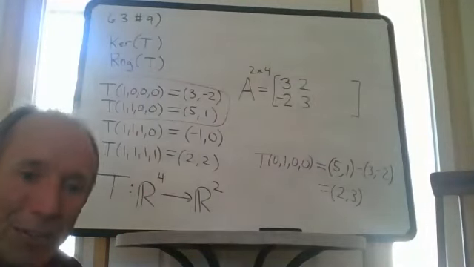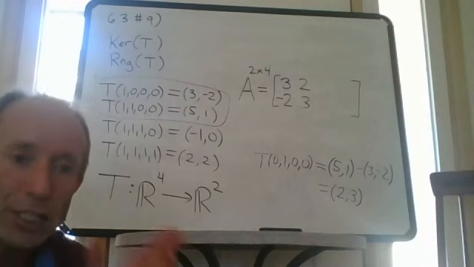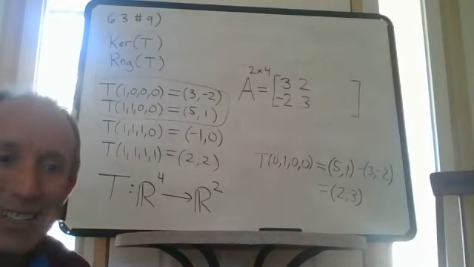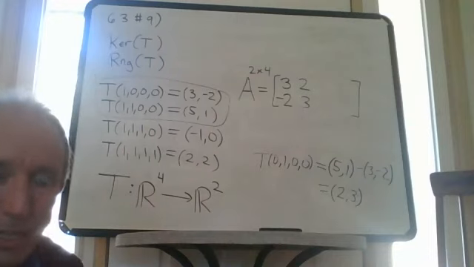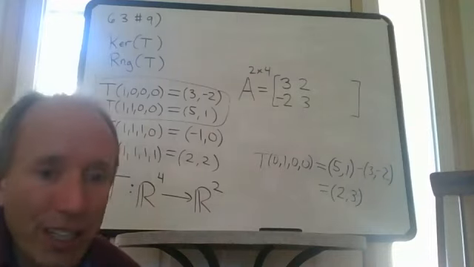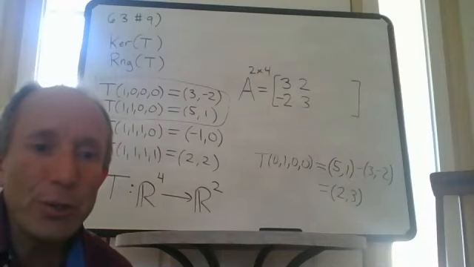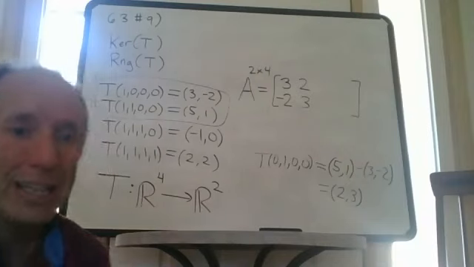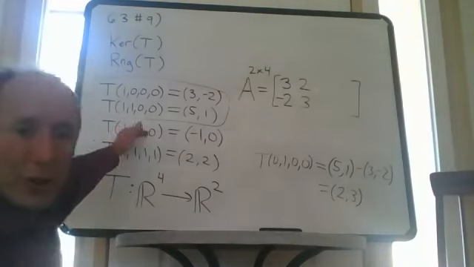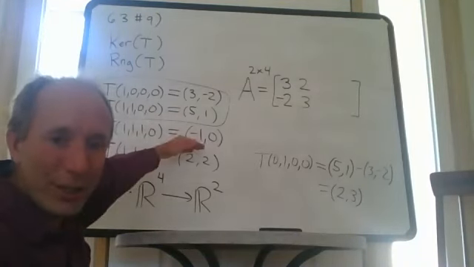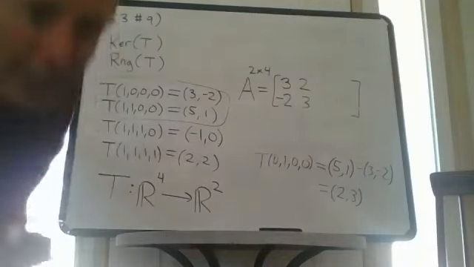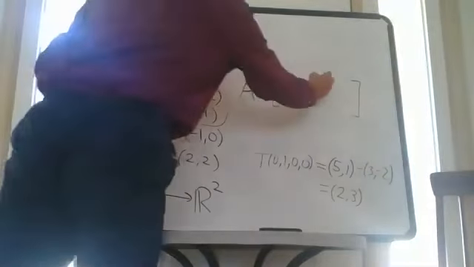Okay, so again, stop me if there's any questions. This is actually going back to section 6.1. What we're doing so far is just a review of the earlier material. The third column of the matrix should be T of 0, 0, 1, 0. And you'll quickly notice that that's just the third line minus the second line. If you take the third line minus the second line, you're going to get negative 6 and negative 1.